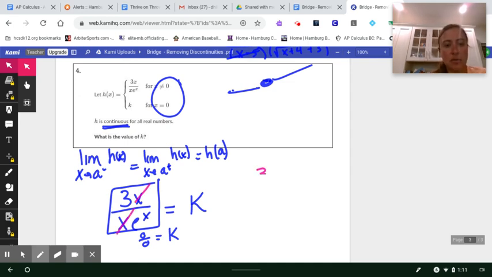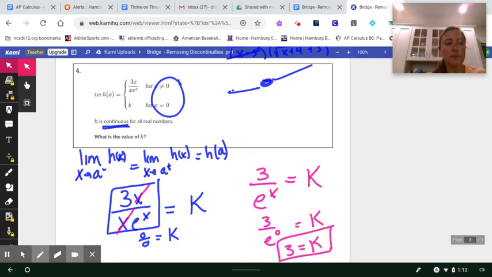So I'm going to say 3 over e to the x equals k. And then plug in my 0. So I have 3 over e to the 0 equals k. E to the 0 is 1. 3 divided by 1 is 3. So k must equal 3. And there you have it for those piecewise functions.